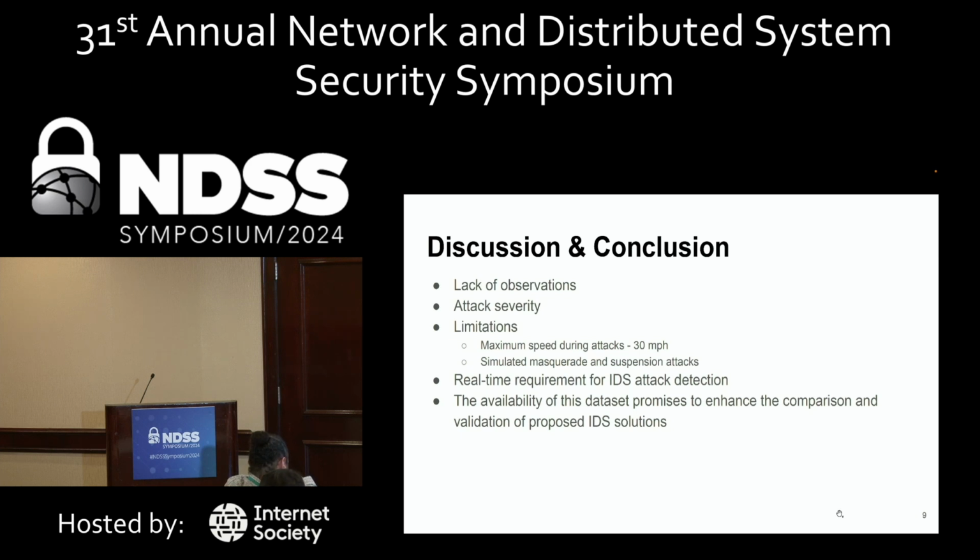However, there are a few limitations in our dataset. We could only drive the vehicle at a maximum speed of 30 miles per hour for safety reasons. Also, simulated suspension and masquerade attacks may not perfectly mimic real-world scenarios. For almost all injection attacks that we performed, the observations were immediate. Therefore, any IDS designed to detect attacks on the CAN bus should prioritize detecting the first instance of an attack within the shortest possible time.